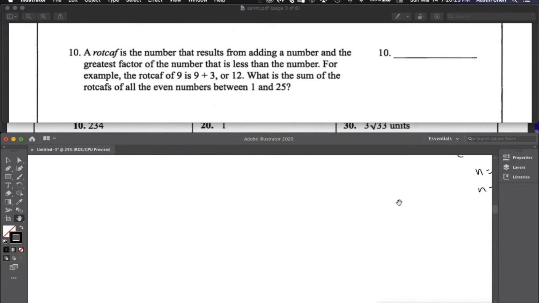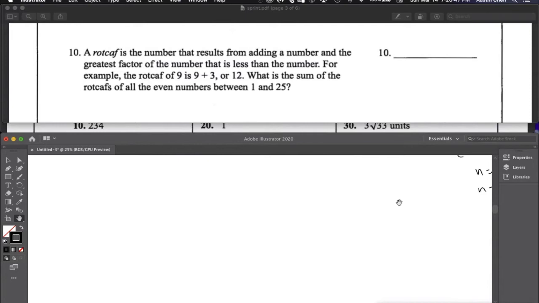Okay, so all the even numbers between 1 and 25. The ROTCAF for those would just be half of itself plus itself, correct? So we can just add up all the even numbers between 1 and 25 and then multiply that by 1.5.